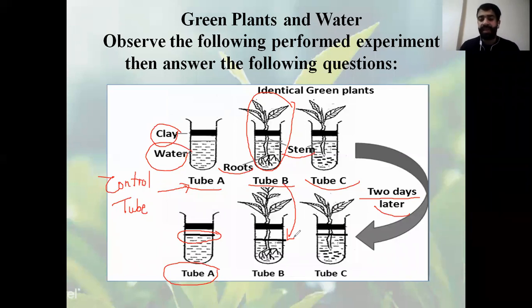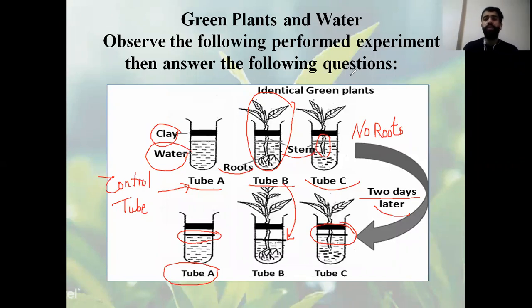However, in tube C, we have a plant that contains a stem but no roots. So there is no root here. We have no roots in the plant in tube C. So this means that the plant doesn't absorb water, since the level of water remains the same. Here we conclude that the roots are responsible for the absorption of water.